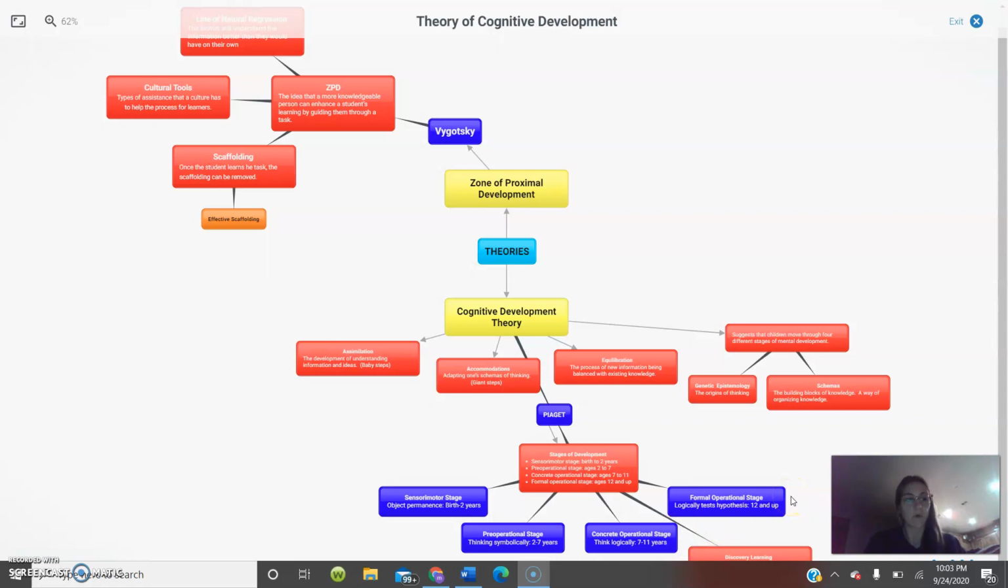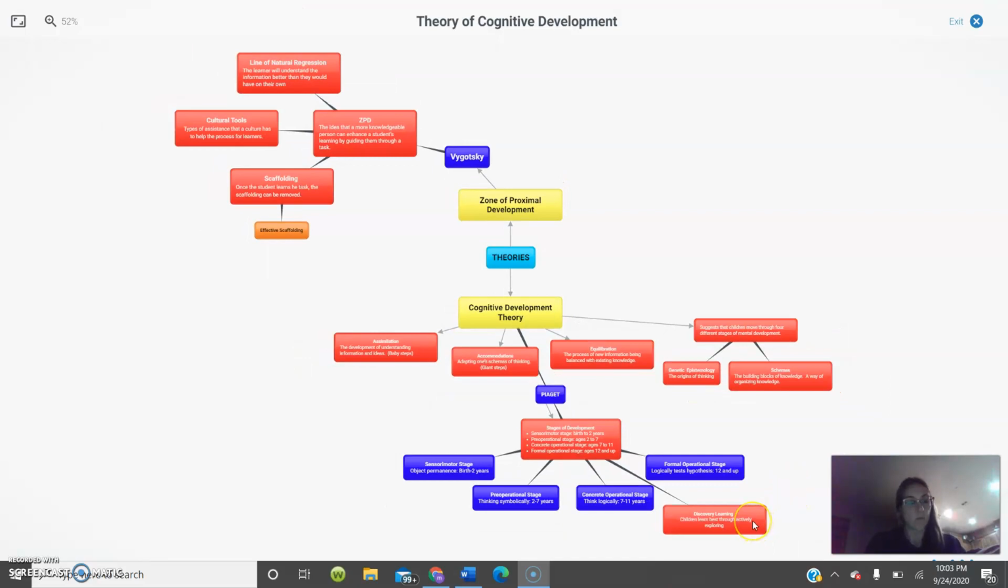Next, we have formal operational, which is 11 years and up. And this is where intelligence manifests into higher thinking, basically like abstract thinking and developing hypotheses. We also have discovery learning, which is where children learn best through doing and actively exploring.